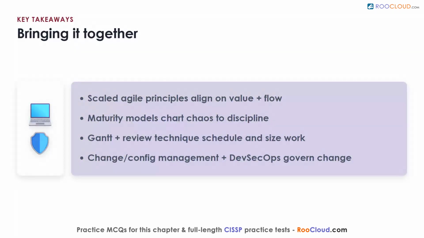So let's bring it together. Scaled Agile rests on core principles that align huge organizations around value and flow.